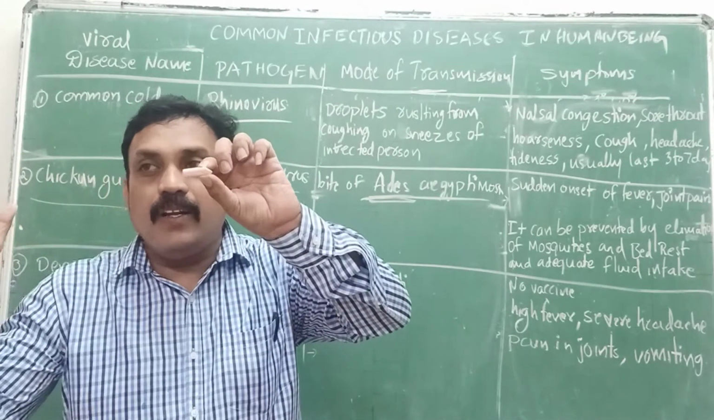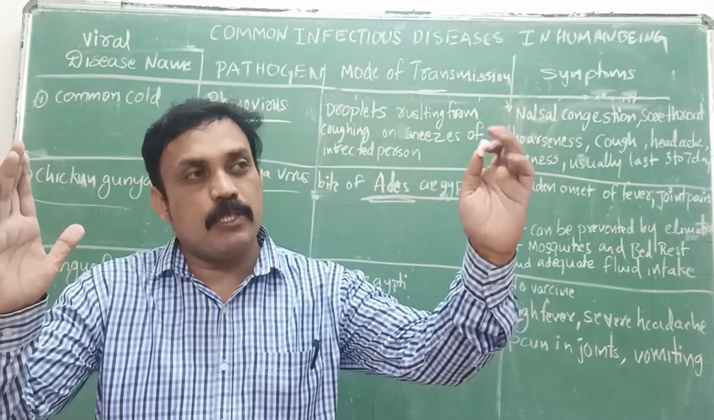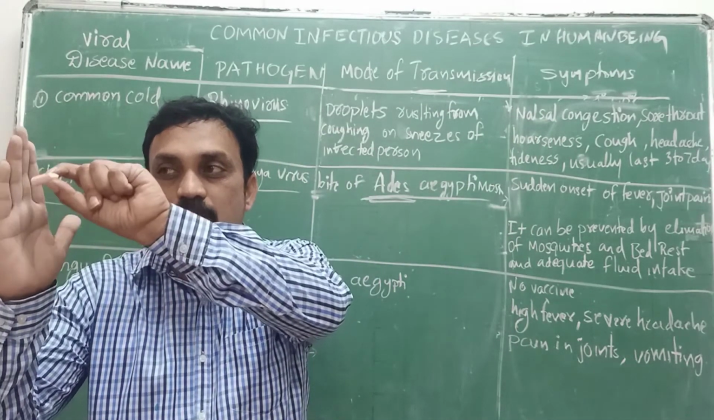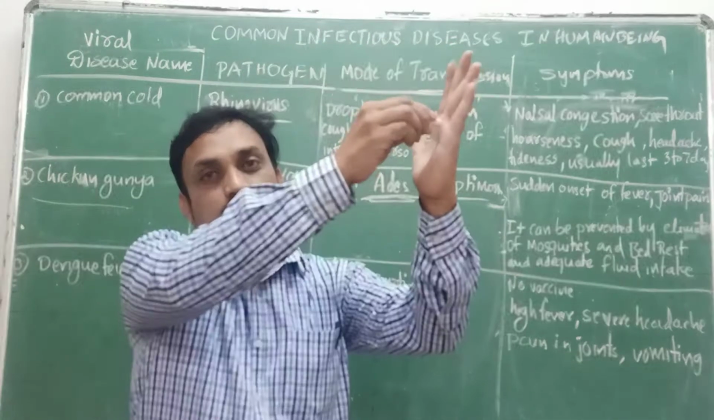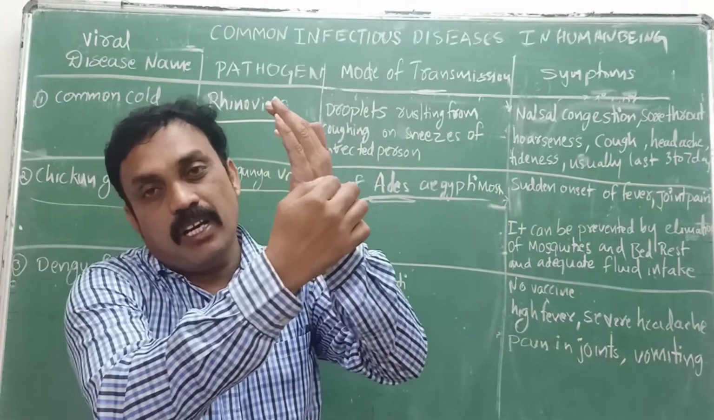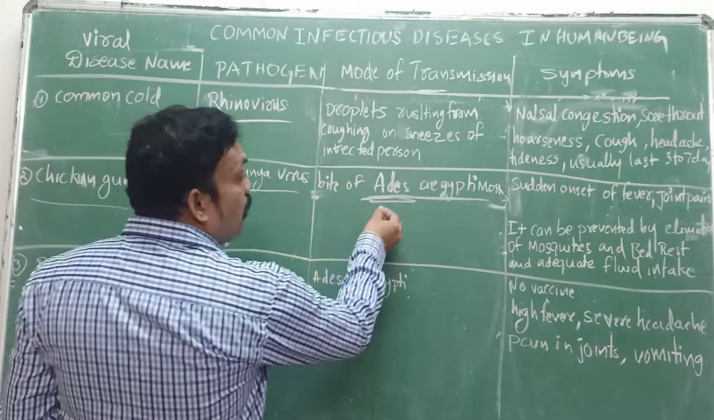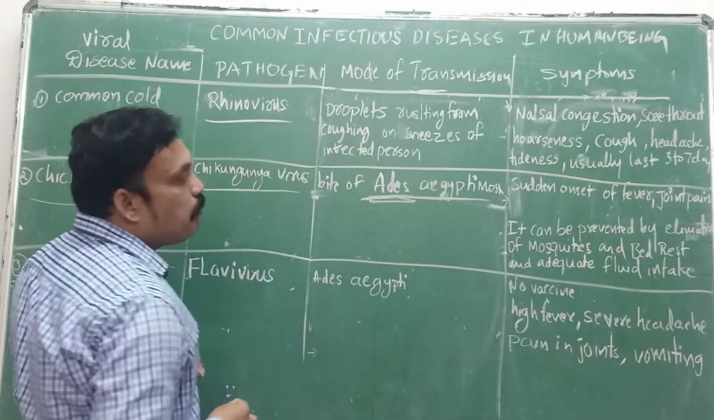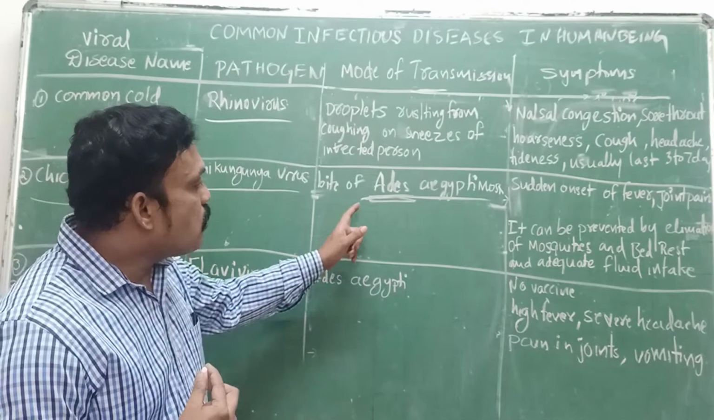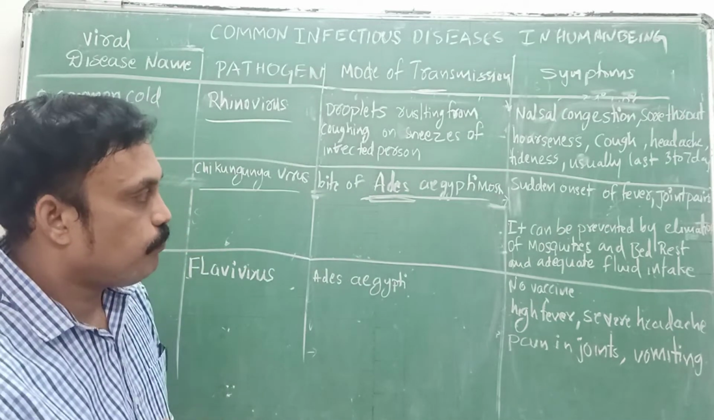Vector means it transmits the disease. For example, this person is an infected person, this person is a healthy person. When this mosquito bites the infected person, it transmits the disease from the infected person to the healthy person. When it bites the healthy person, the chikungunya virus enters the healthy person. So it is transmitted through the vector. Who is that vector? Aedes aegypti, that is the mosquito name. It is transmitted through the Aedes aegypti mosquito.